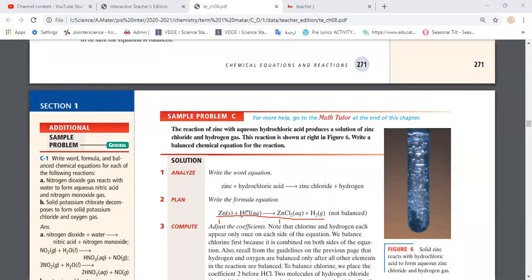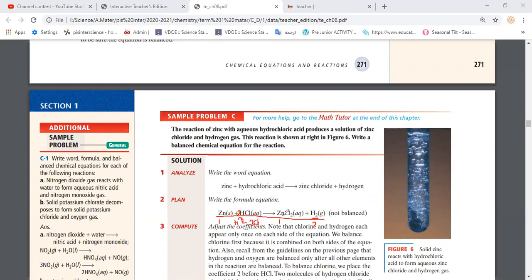Let's see here. How many hydrogen do we have here? Hassan, how many hydrogen do we have in HCl? 1. Yes, we should put the 2 here, because we have 1 hydrogen atom here, but 2 hydrogen on that side. So we need to increase that side. Here we have 2 HCl, which means 2 of hydrogen and 2 of chlorine.